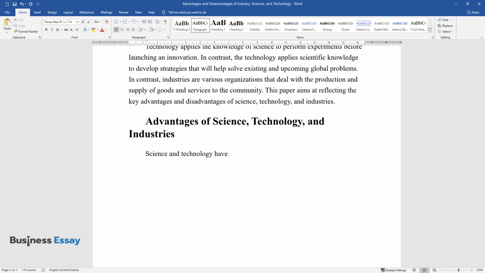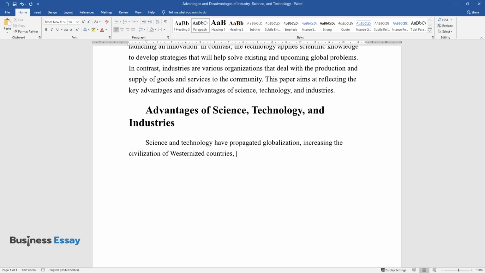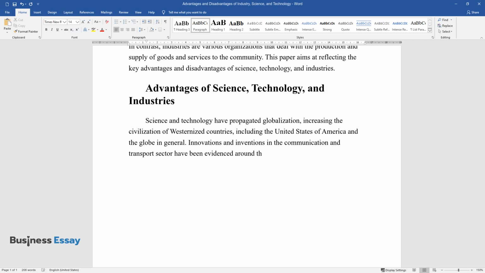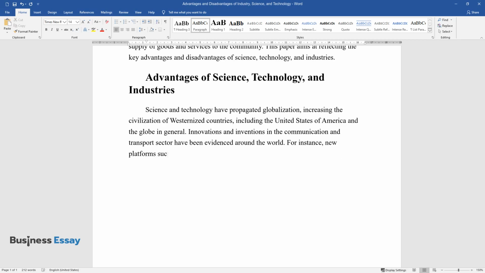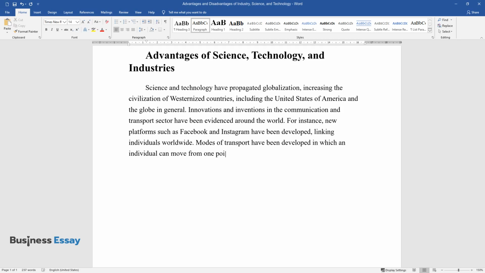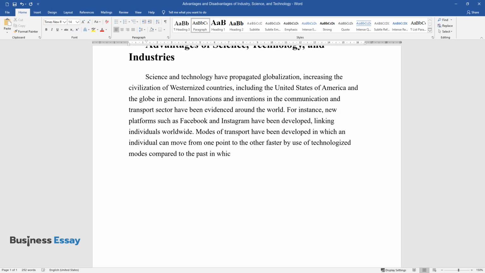Science and technology have propagated globalization, increasing the civilization of westernized countries, including the United States of America and the globe in general. Innovations and inventions in the communication and transport sector have been evidenced around the world. For instance, new platforms such as Facebook and Instagram have been developed, linking individuals worldwide. Modes of transport have been developed in which an individual can move from one point to the other faster by use of technologized modes compared to the past in which people used camels and carriages as transport.